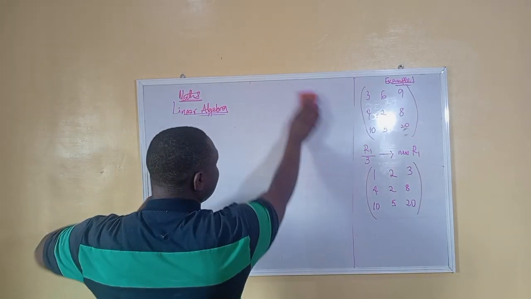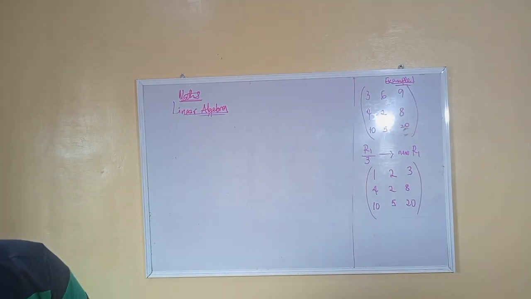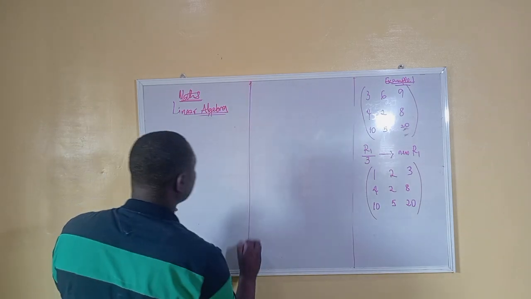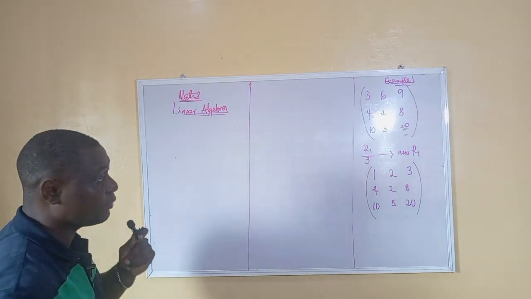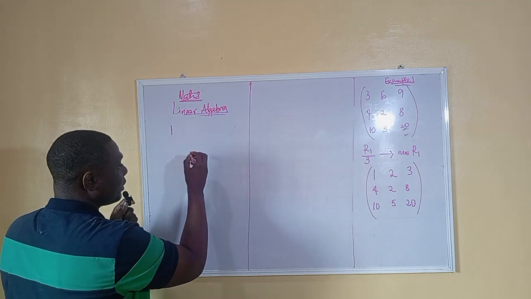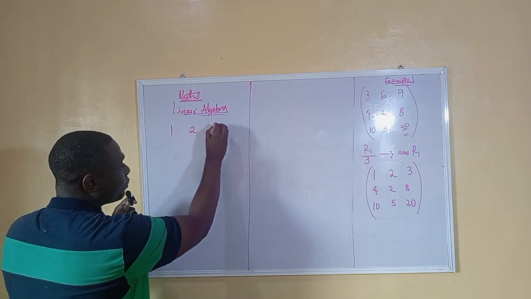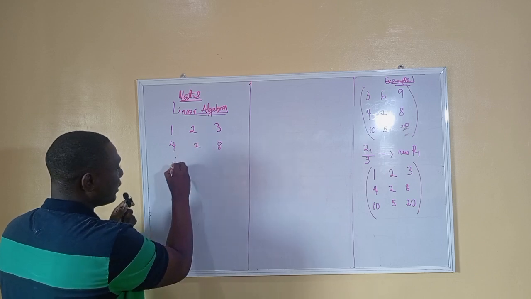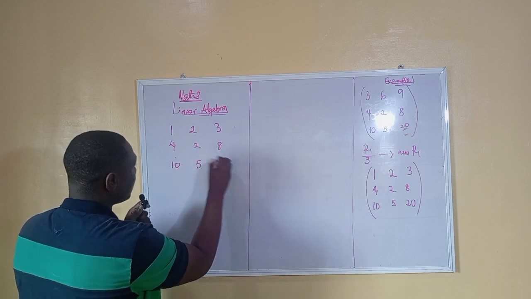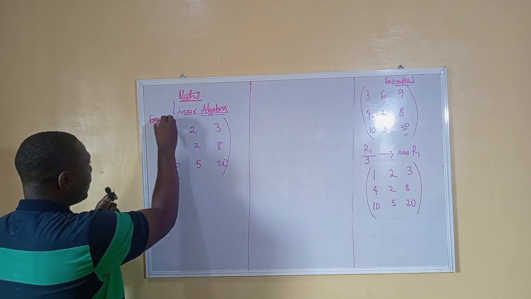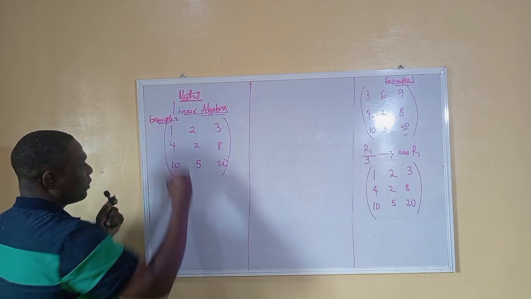Okay, I think we are good. So now, let's say we have another question, a fresh question. We can even continue with this. 1, 2, 3, 4, 2, 8, 10, 5, 20. So this is going to be our example 2, right?